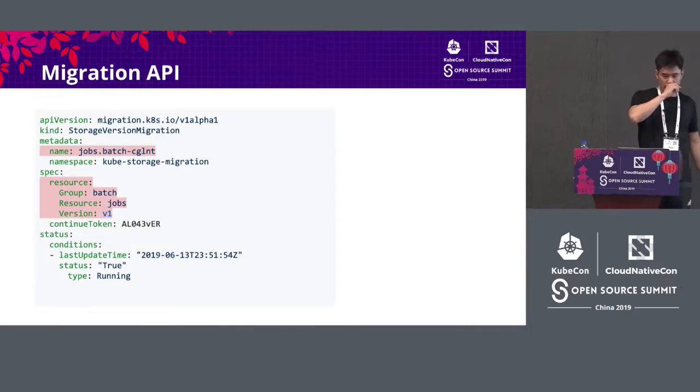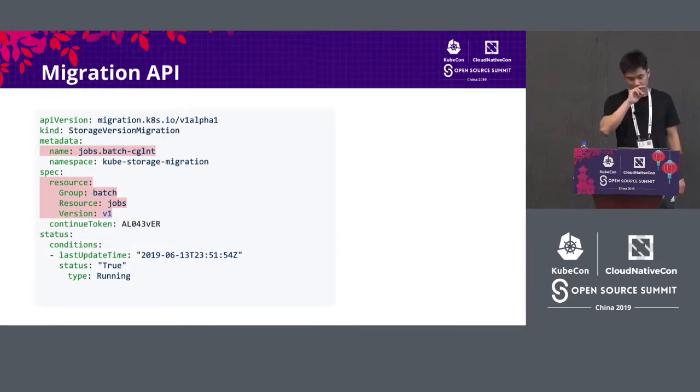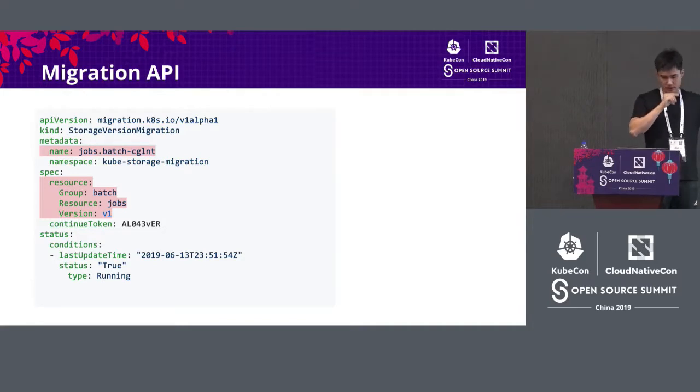And let's look at the migration API. So this is a sample migration. I highlighted the important fields. Let's first look at the spec.resource. Here it says batch jobs v1. What it means is this is a migration request for batch objects. It requests the migrator to migrate all the jobs in your SCD to make sure they are in the latest storage version. And the name here is just a combination of the resource name and the group name.